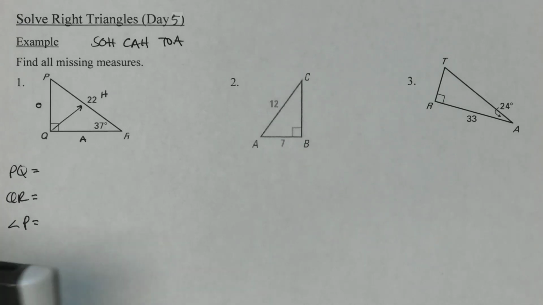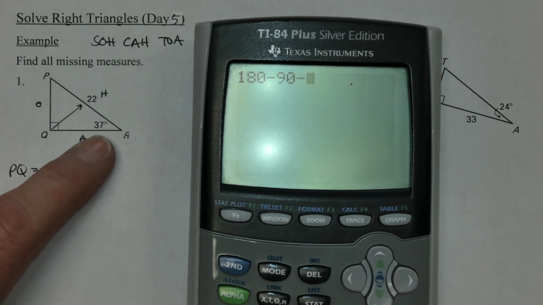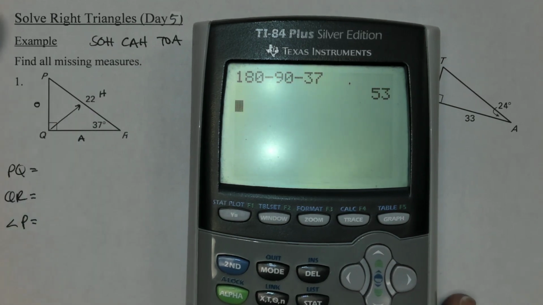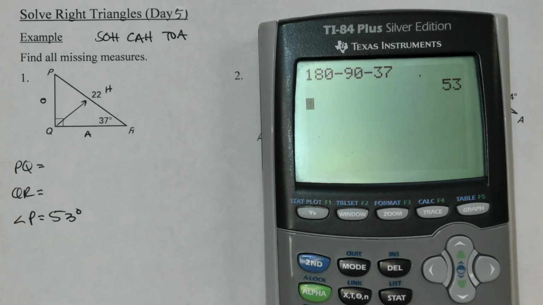The angle P is kind of the nice easy one. I have 180 degrees in a triangle. I already know 90. I already know 37. So that leaves 53 for angle P. It's a nice easy one right off the bat.